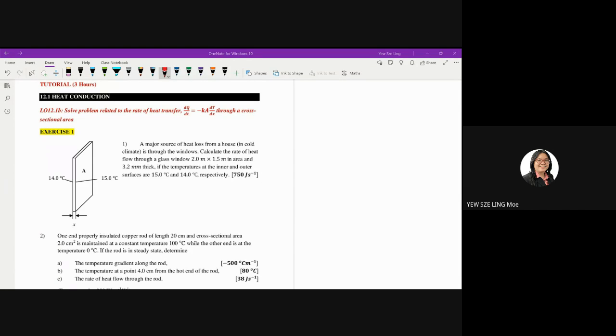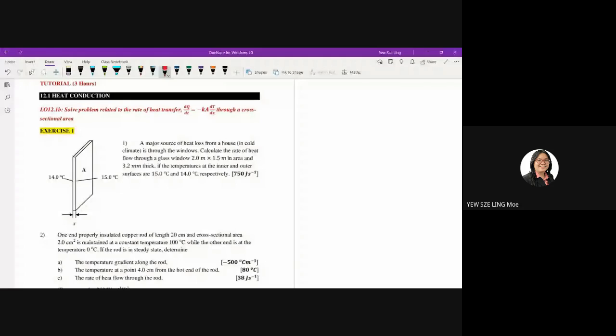All right, so let us begin our class today. Chapter 12 is divided into two main subtopics. The first one is heat conduction, and the second subtopic is thermal expansion. So we're going to look at heat conduction first.